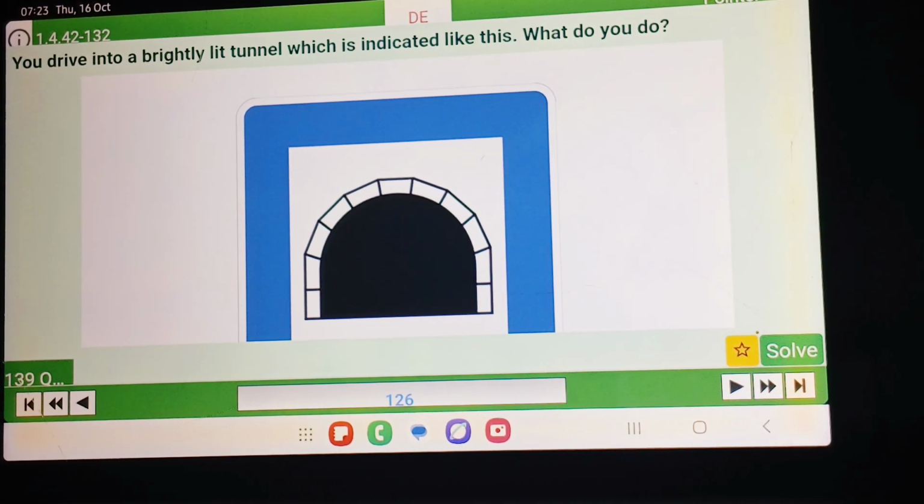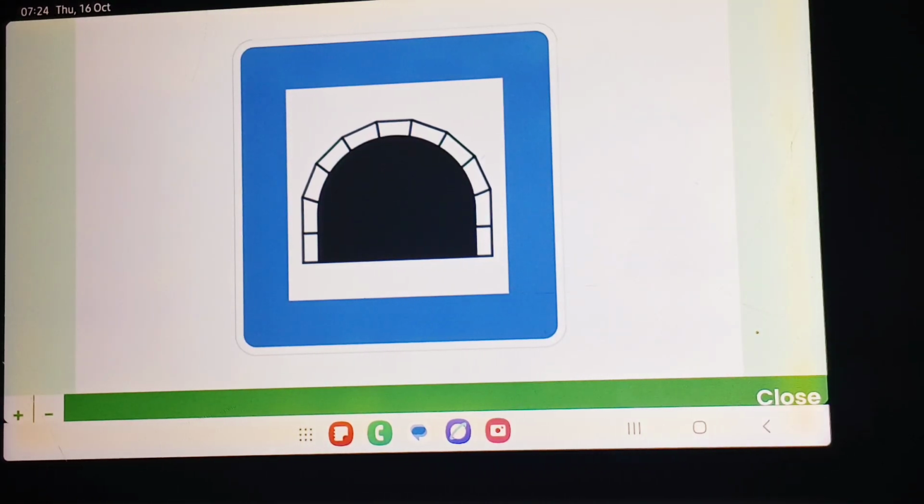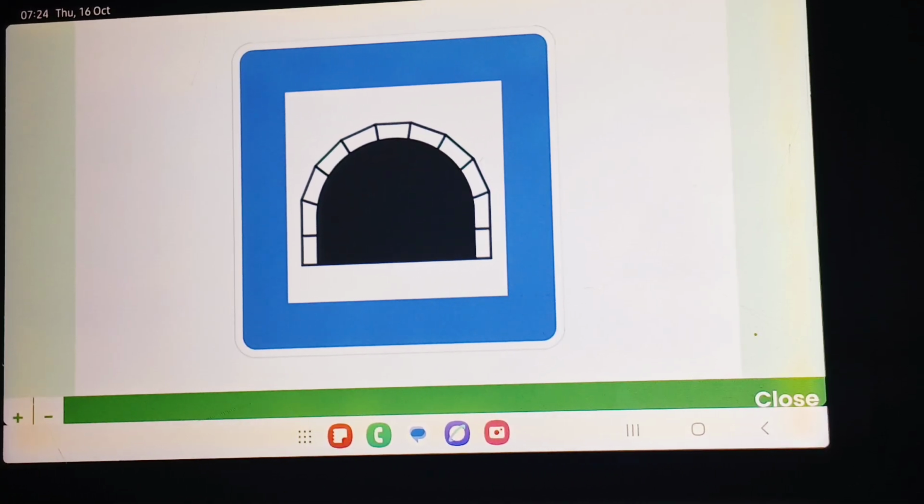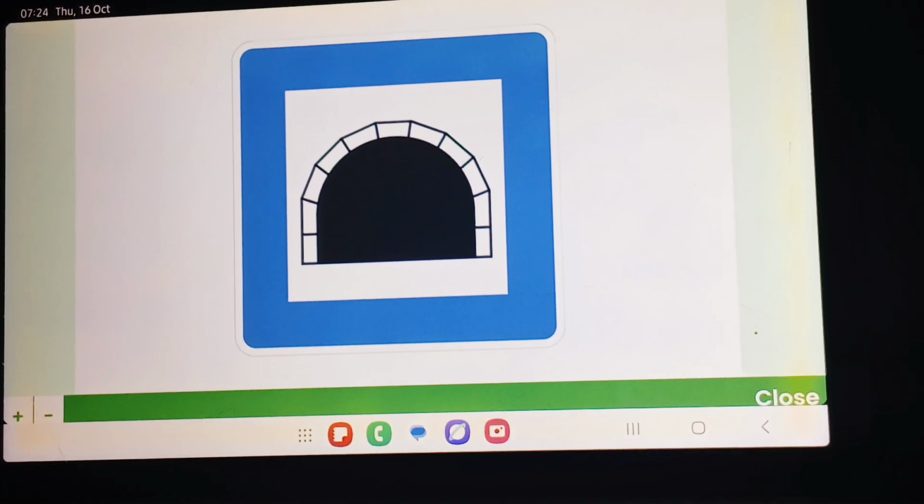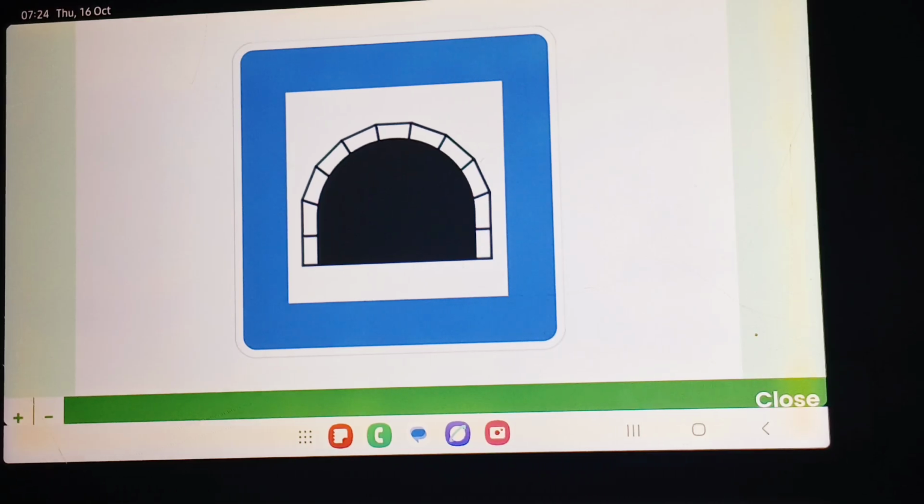You drive into a brightly lit tunnel, which is indicated like this. What do you do? This is a tunnel. Whenever you see this sign on your path, it means a tunnel. And I've told you, in a tunnel, you have to drive with your deep headlight, whether in the morning, in the afternoon, in the evening.